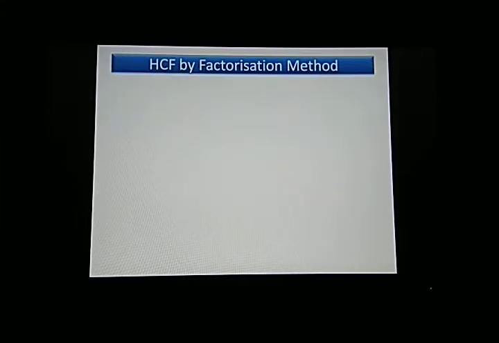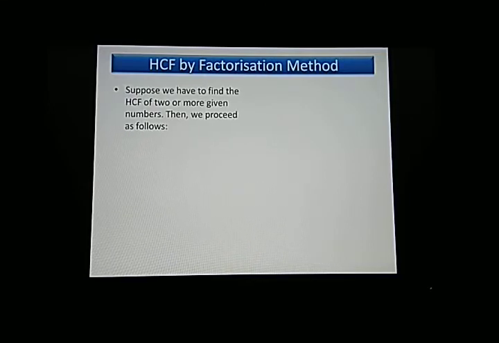Now the first method of finding HCF is the factorization method. As the name says, it is factorization, so definitely we have to find out the factors. Also it is the general rule, you can say, of finding out the HCF. So suppose we have two or more given numbers, then how to find out the HCF through the factorization method? There are some steps. Step 1, find all the factors of the given numbers. Whatever numbers are given, as I said in the earlier slide, you have to find out all the factors of those numbers.